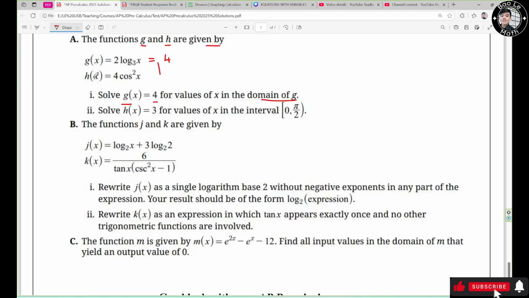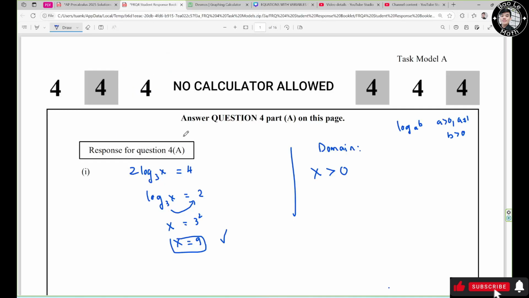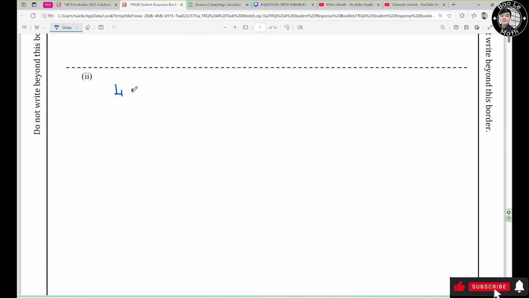Now let's move on to the next one. Solve h of s equals 3 for s in the interval 0 to pi over 2. So keep that in mind. So 4 cosine squared of s equals 3, right? Now we need to know the domain, 0 to pi over 2. Alright, divide both sides by 4, so cosine squared of s equals 3 over 4. Take the square root of both sides, so cosine s equals plus and minus root 3 over 2.